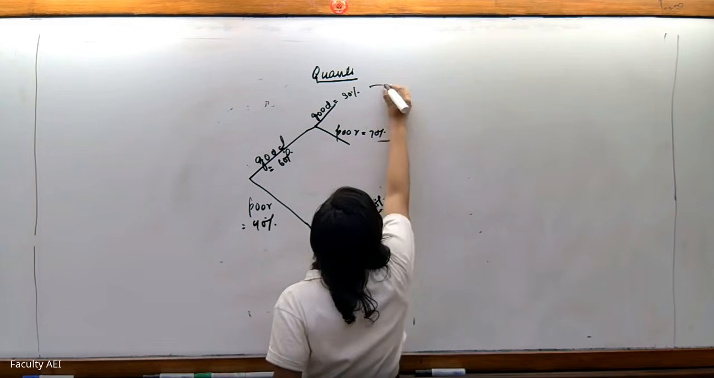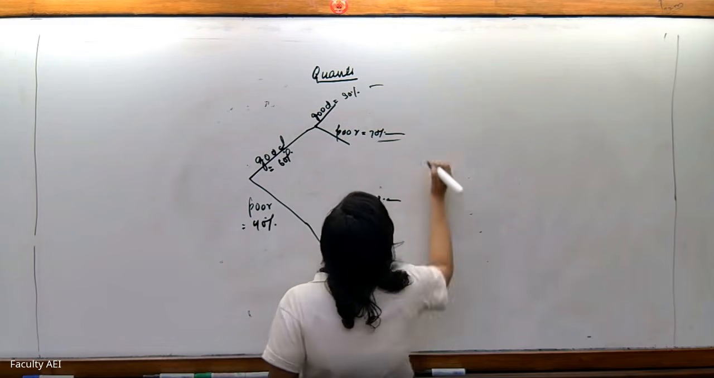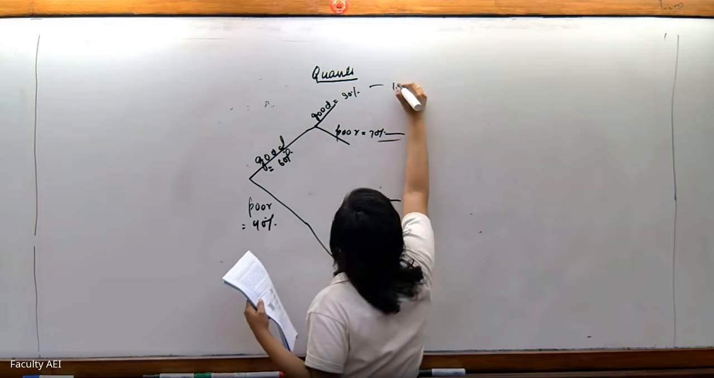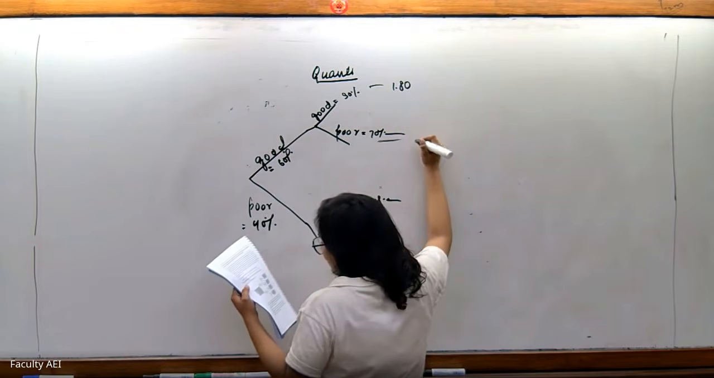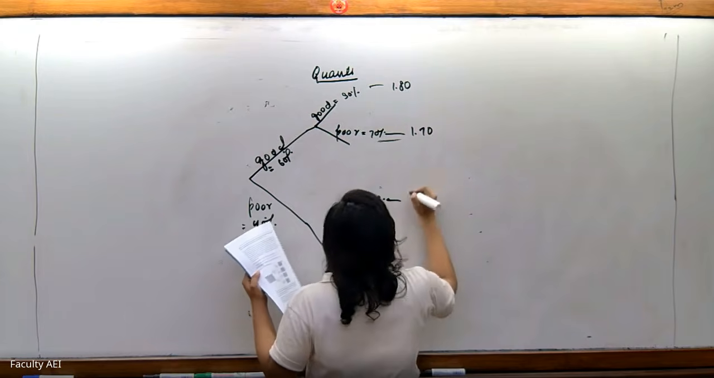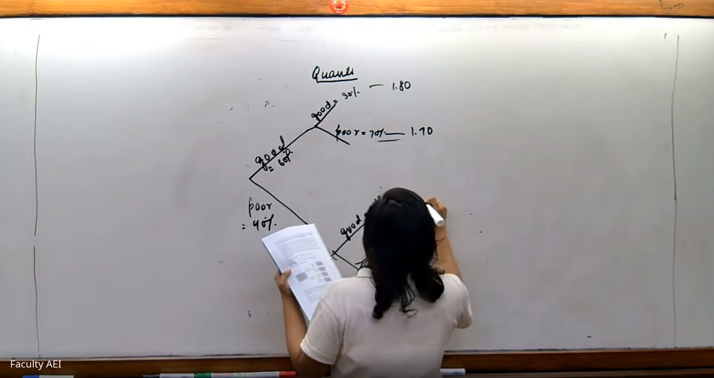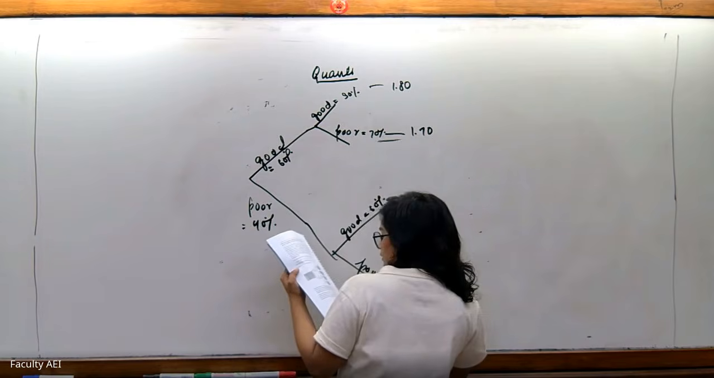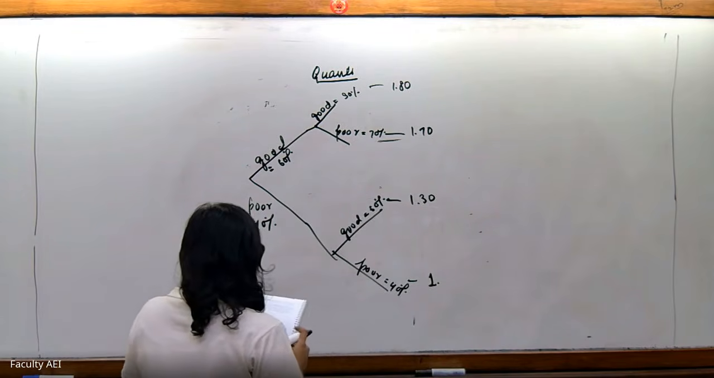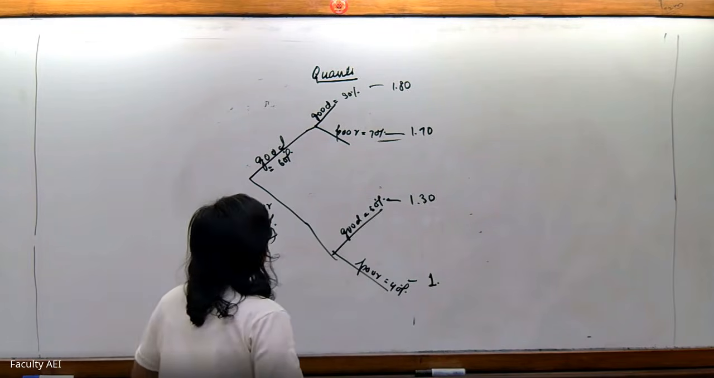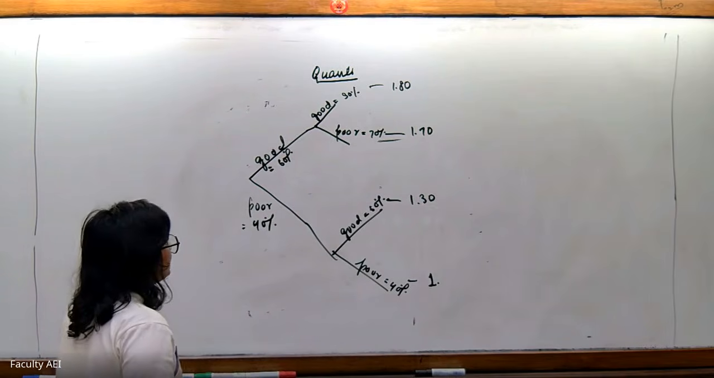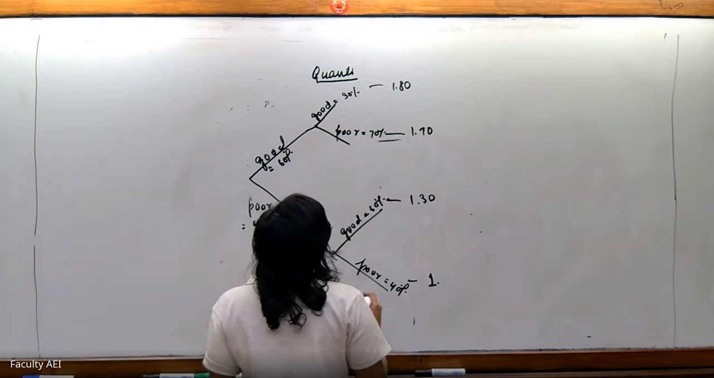The EPS in each case is given. EPS, earnings per share, would be 1.80, 1.70, 1.30 and 1. So what is your expected EPS? What is the total expected EPS? How can you find it?